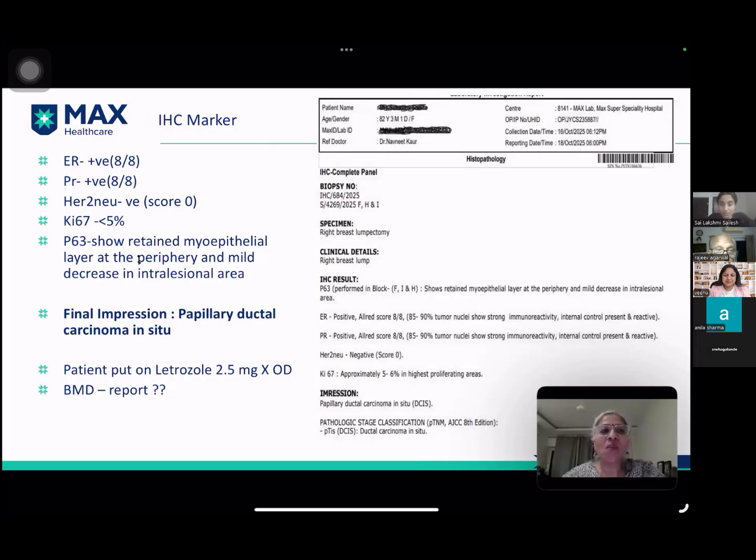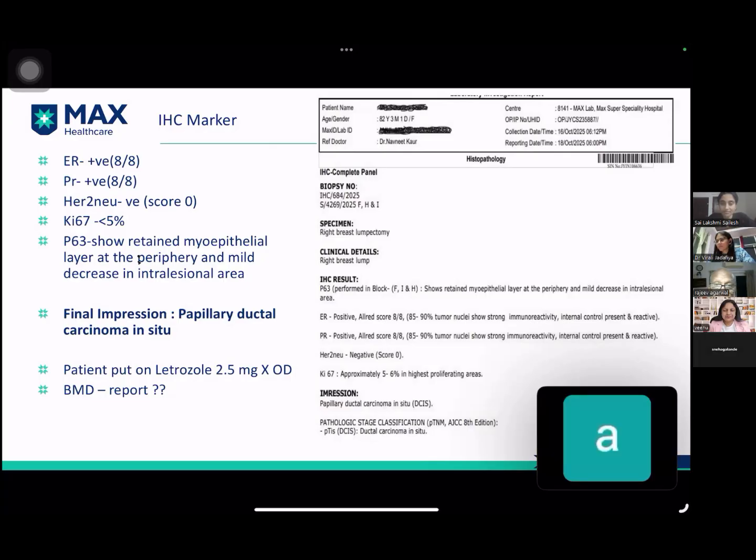Anila ma'am. Dr. Anila? Hello? Yeah, I'm here. Yes. Dr. Navneet has asked for your inputs on papillary lesions and the role of IHC in differentiating.